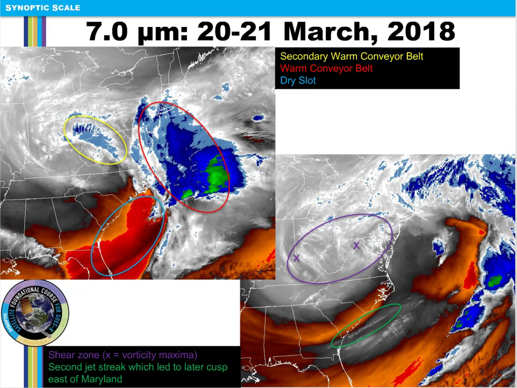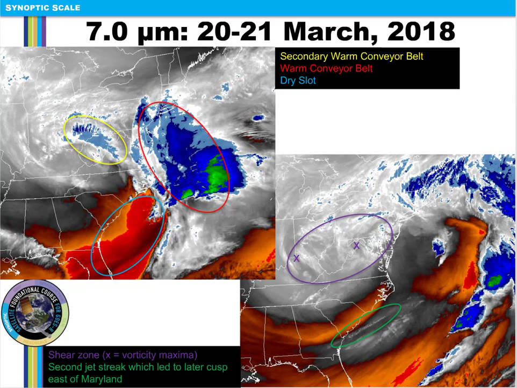In the lower right, we have an image from a later time. The shear zone is left over after the initial jet streak moves quickly northeastward off the eastern seaboard. The jet results in strong speed shear and associated vorticity maxima elongated downstream. The shear zone is a common place to find heavy precipitation. We'll look at the observed precipitation map on the next slide.